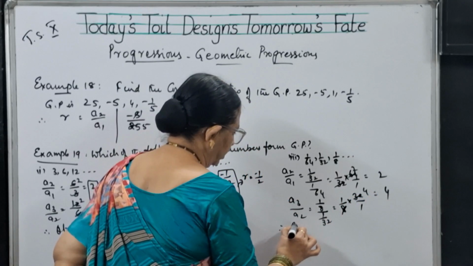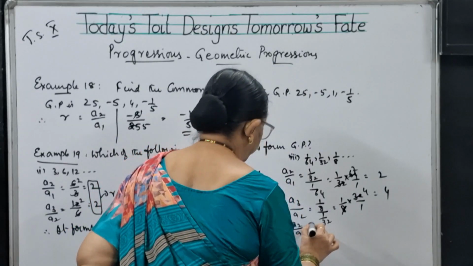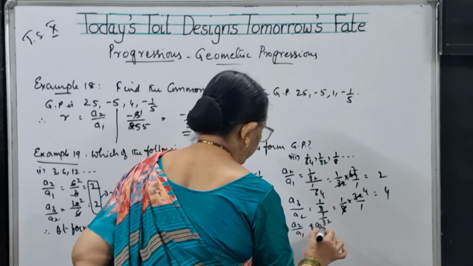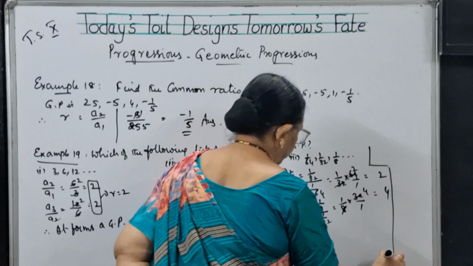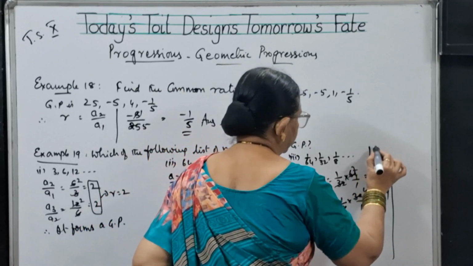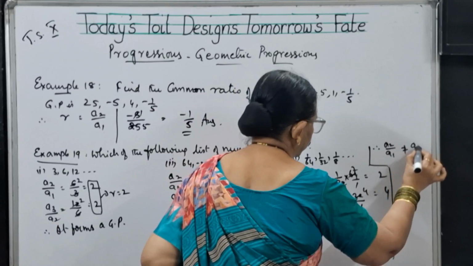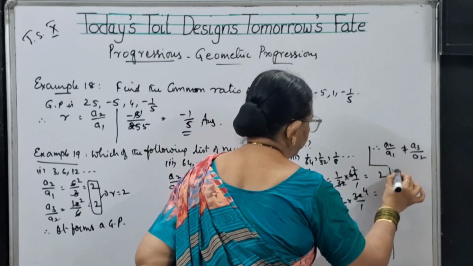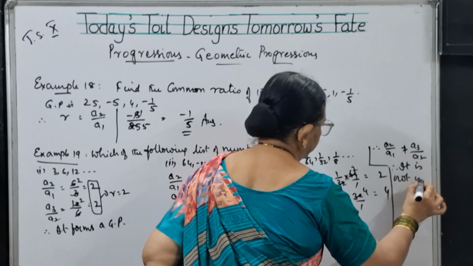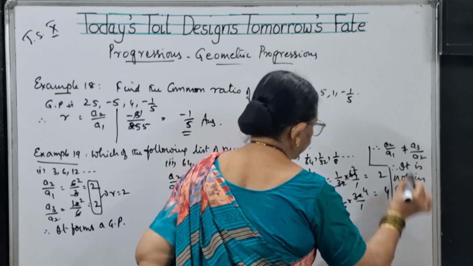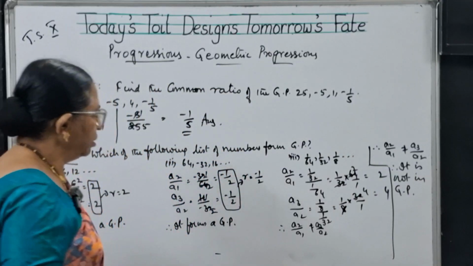That means what? A2 by A1 is not equal to A3 by A2. So we can write that. I don't know whether you can see it here. I will write once again. A2 by A1 is not equal to A3 by A2. Therefore, it is not in GP. So it cannot be a geometric progression. The remaining ones are in progression.